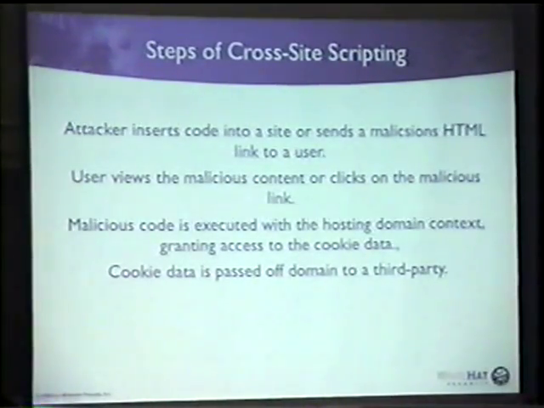So to just step back for a minute and briefly go over the steps of cross-site scripting and what happens in sequence. An attacker inserts code into a site or sends a malicious HTML link to a user. Next, the user views the malicious content or clicks on the link. That's the user action. The malicious code is then executed in the hosting domain, wherever you got the script from or it's being loaded from. And if you're doing a cookie stealing attack, the cookie data or whatever data the script is grabbing is then passed off to a third party. So it's really about a 4-step process.